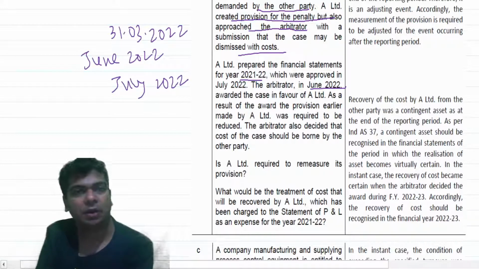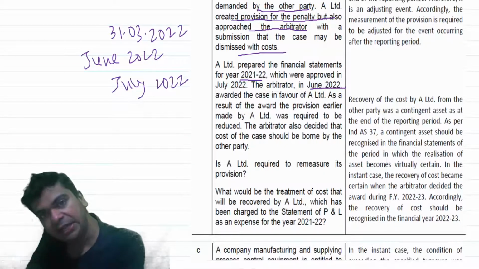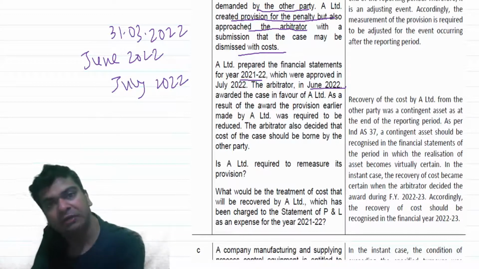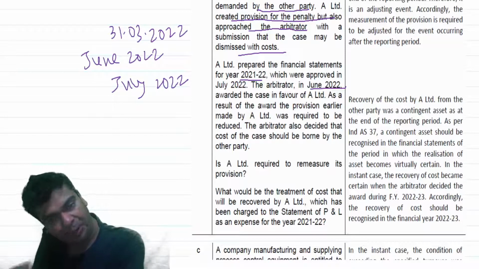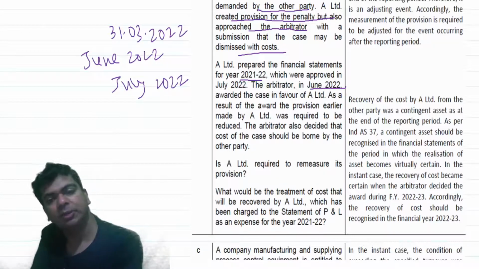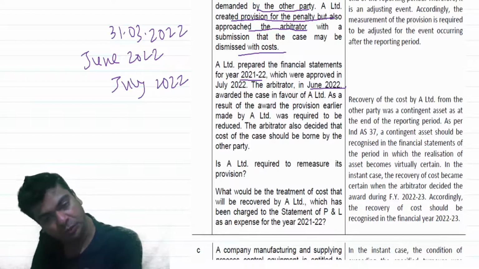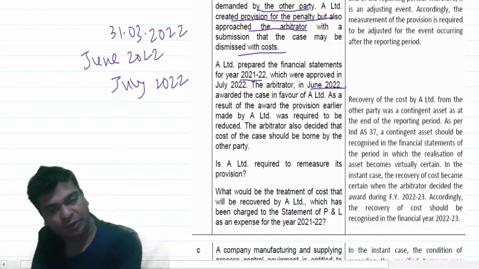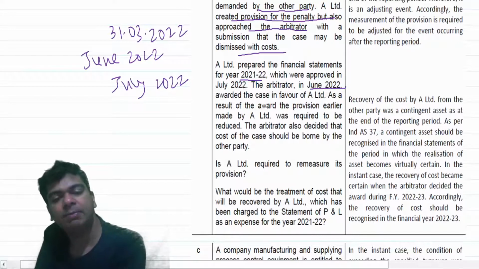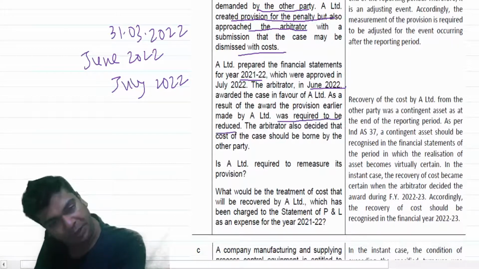Just look at it. You had already recognized a provision for the penalty payable because you were of the view that some penalty will be payable. But to your surprise, you have won this particular case. Tell me, what should we do with that provision? That of course will be one of the questions. And then they say, as a result of the award, the provision earlier made by A Limited was required to be reduced.